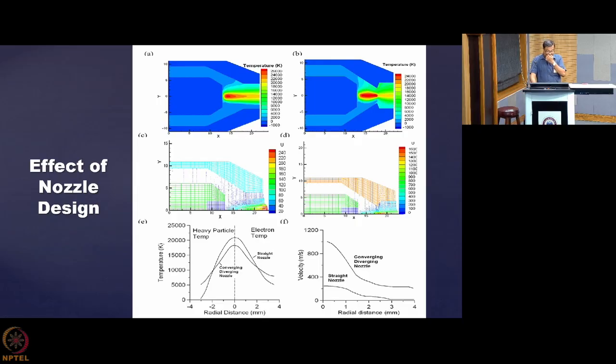Okay, and you can see the significant difference in the distribution of temperature from this to this. Here there is a monotonic decrease, and here you are able to confine the high temperature zone. The temperature in the zone where it is expanding is less because of the expansion, and you are getting a wider volume of plasma here. So that is what you are getting over here.